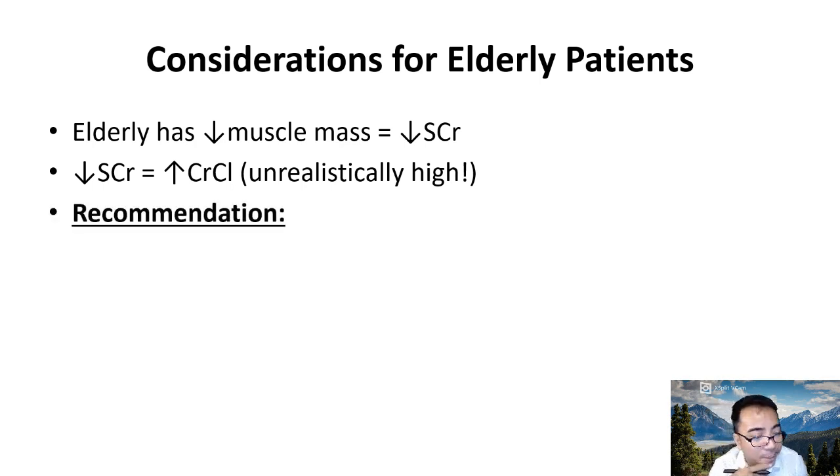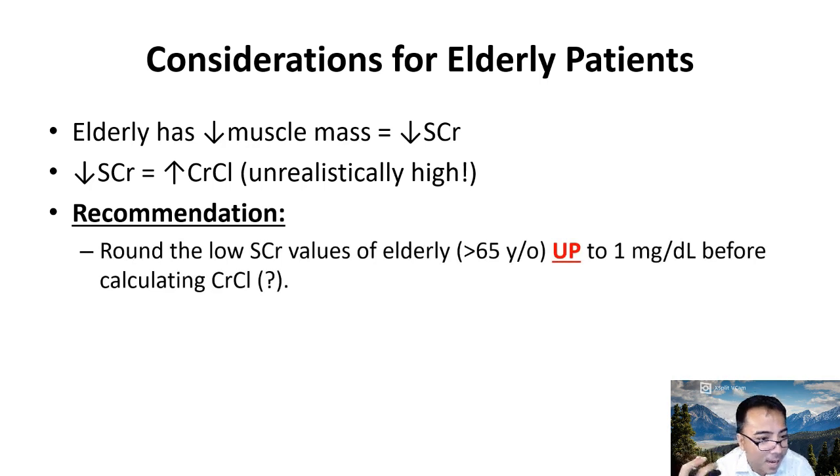So, what are some of the recommendations? Some of the recommendations, class, include rounding up the lower serum creatinine values of elderly up to 1 milligram per deciliter before calculating creatinine clearance.